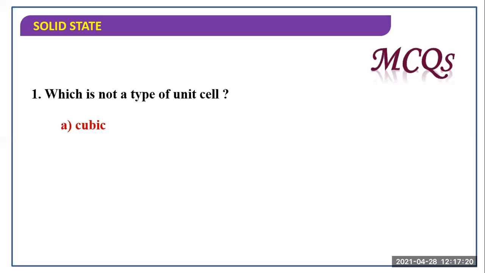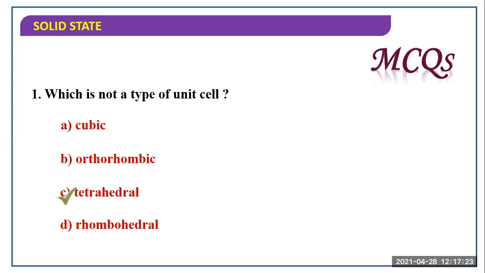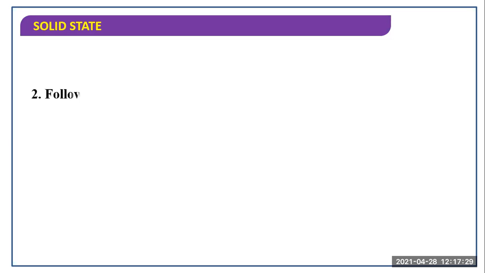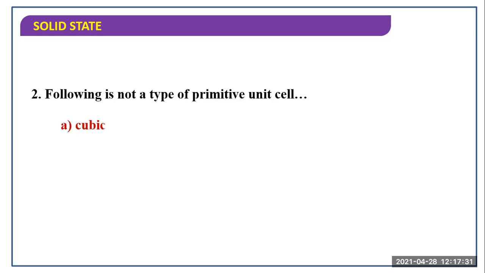So which is not a type of unit cell? Tetrahedral. Tetrahedral is not a type of unit cell. Following is not a type of primitive unit cell. Who is? Cubic, triclinic, hexagonal, or none of these? Cubic, triclinic and hexagonal, all are primitive unit cells.